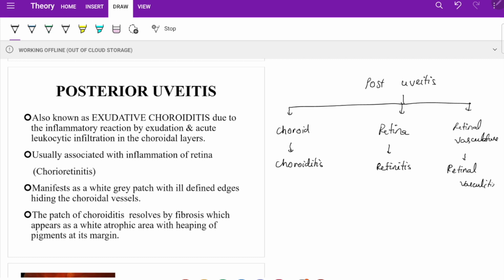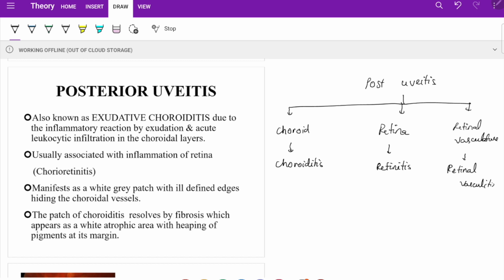So what is a posterior uveitis? Inflammation of your choroid and retina. Always remember the outer layers of your retina are dependent upon your choroid for nutrition, for their survival. Therefore choroiditis always secondarily causes a retinitis. So when the choroid is involved first and then the retina, we call it chorioretinitis. If it comes in the retina first and then goes to the choroid, you call it retinochoroiditis. So these two terminologies you have to know.